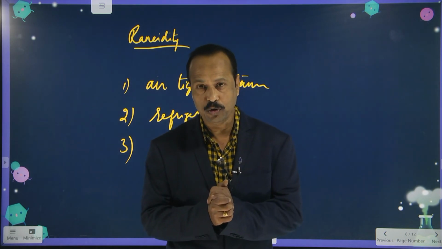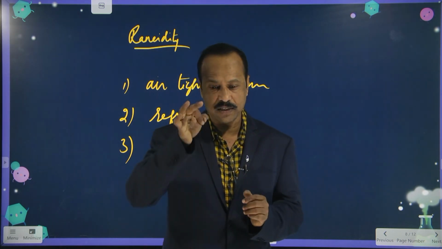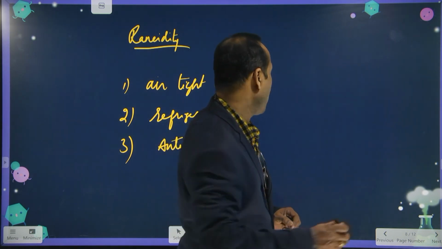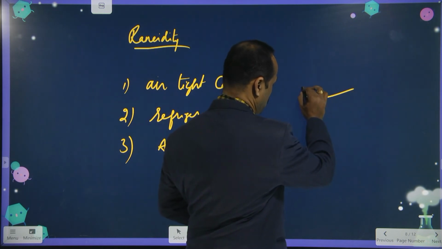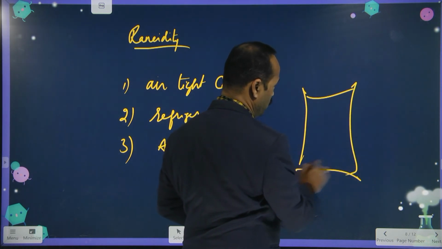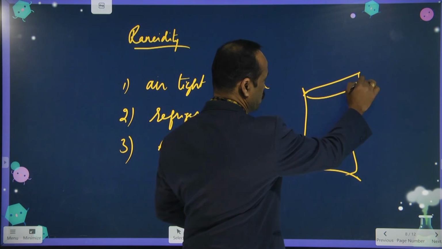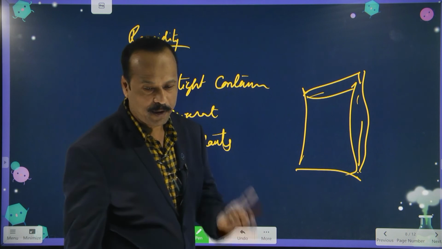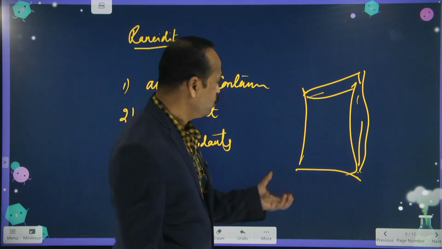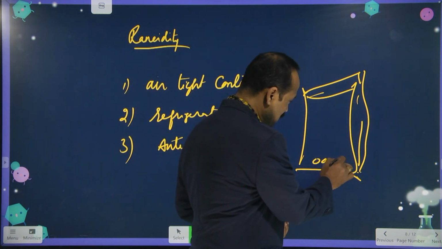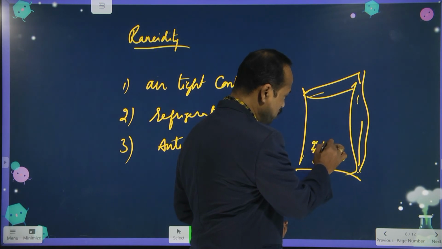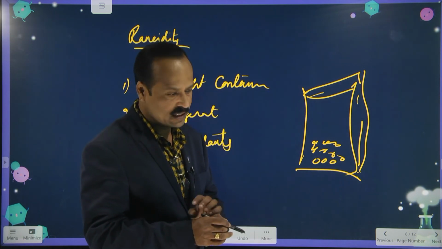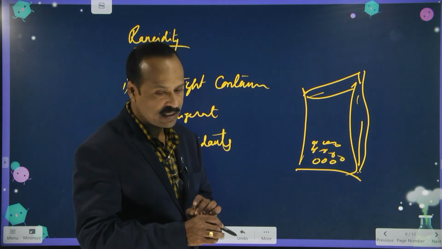For example, when you go to a shop and purchase a chips packet, the packet will be very big, with big bulges like this. But when you open the chips packet, you can find only a few chips inside, hardly 10 to 12 chips. Remaining all inside, some gas will be there. Yes or no? Do you know what that gas is?